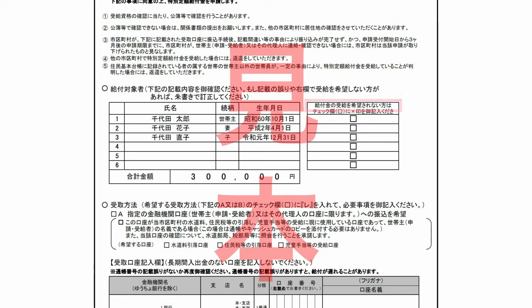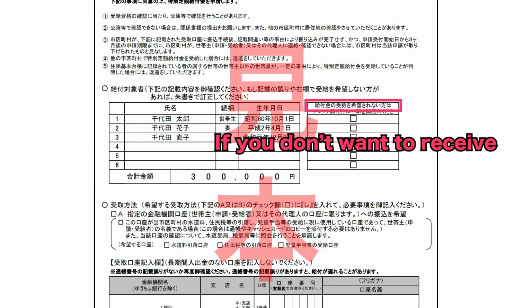It reads, 給付金の受給を希望されない方は, and then it's asking you to check the box below. So this means basically, if you don't want your 100,000 yen, you check that box.